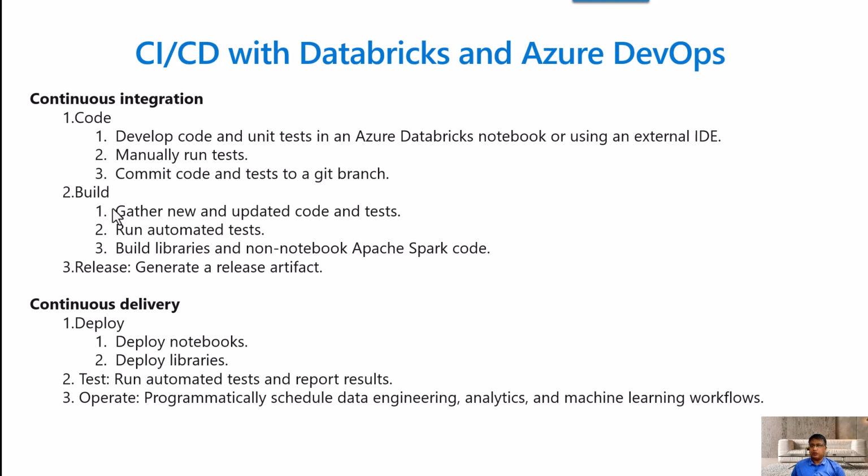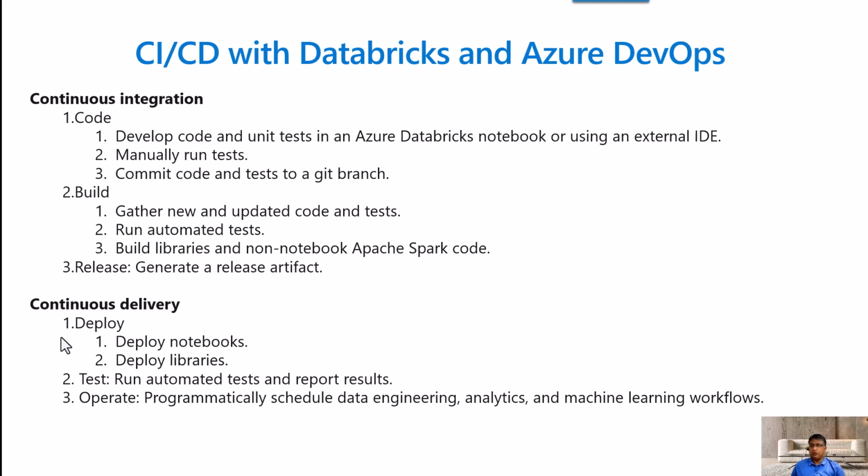Once the coding is done, you are going to build this code. So you will gather the new and the updated code, that means the code which is already there in Git along with your code, and then you will run the automated tests. Once the automated tests run successfully, you will build the libraries and the Apache Spark code, along with the notebook, and that will be part of your build process. Once everything is built, you are going to create an artifact, which will be used for the release pipeline. So this is your continuous integration part.